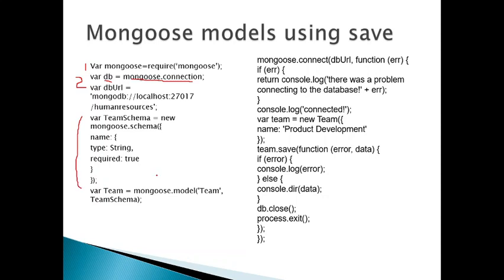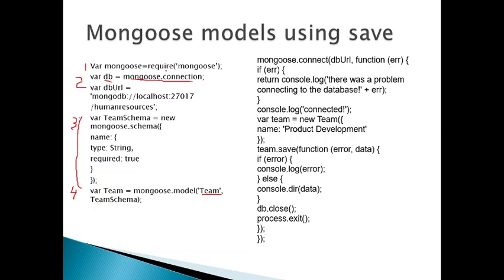You can see var teamSchema = new mongoose.Schema, name of type String, and it will be required. And then we are creating the model. Here Team is the model, and it will create a collection with the name teams, with a lowercase t and s at the end, and we are assigning the team schema to this Team model. Now we have defined the model. Our third step will be schema. Our fourth step will be declaring the model.